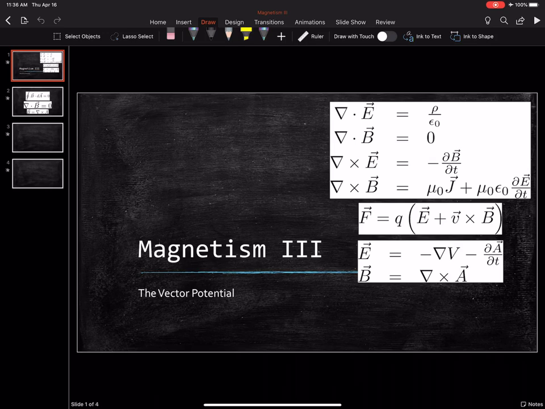And then I want to spend the rest of the time talking about this vector A, this vector potential, which is kind of like the voltage for magnetism. I want to give you a little bit more of a feel for this, get a little more practice, and show you how you can think about it.